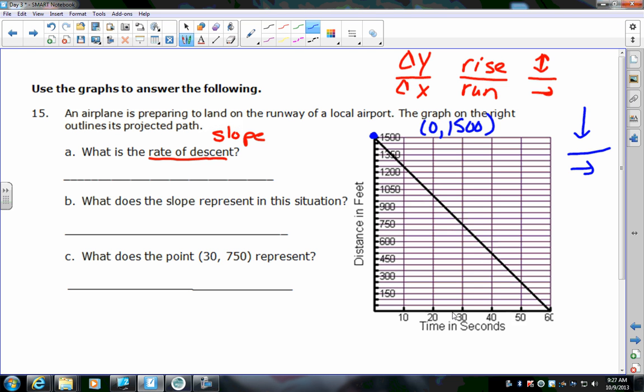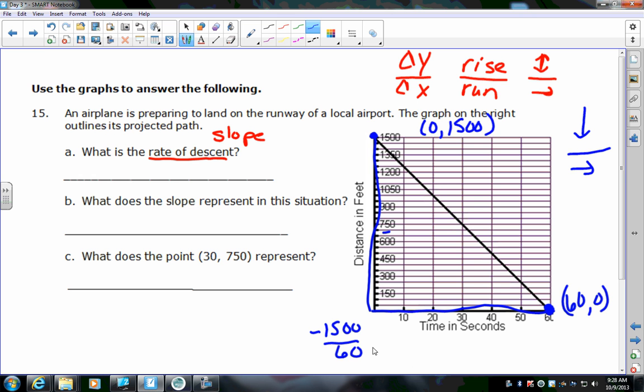Now I like to go and find my x-intercept. It tends to be the easiest. And I'm going to put a dot down here on my x-intercept. That's where it crosses the x-axis. That is 60 and 0. Now, to find your rate of change, I'm going to find out how many I go down and how many I go over. So I'm going to go down 1500. That's negative 1500 over, and then I go to the right 60.